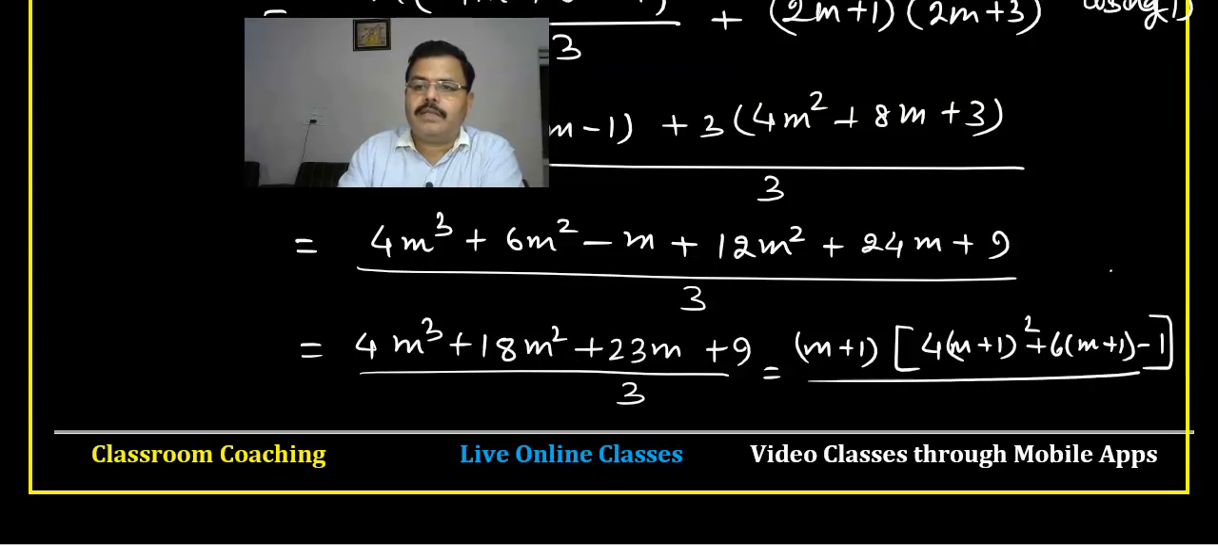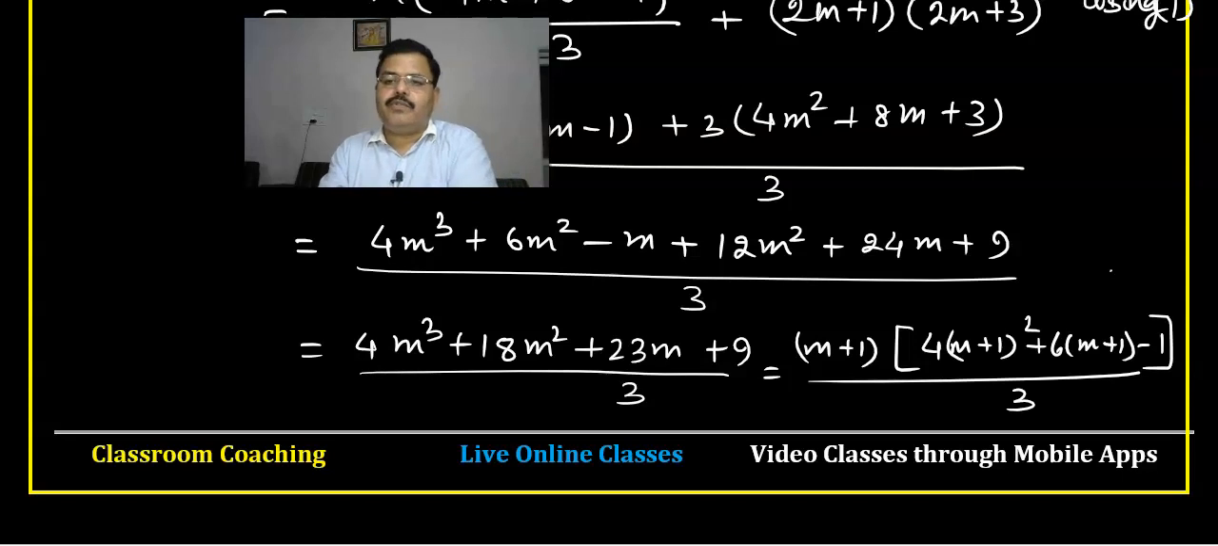Whole divided by 3. You can check whether we can write it or not. Yahan se kya milega? 4m square. 4m square multiply by m, 4m cube. Yahan se milega 2m into 4, 8m plus 6m. 8m plus 6m kitna hoga? 8 plus 6. Yahan pe 2m and 4 to ja 8m.